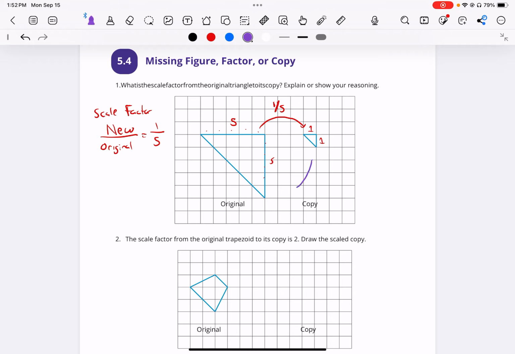But if I wanted to go the opposite way, go from my copy back to the original, my scale factor would just be the reciprocal, which is 5/1, or just 5.